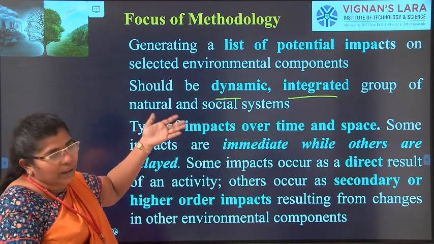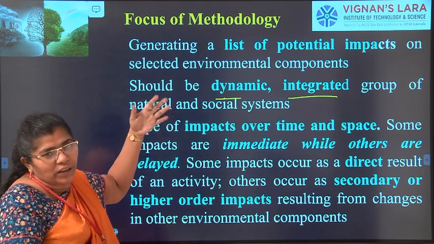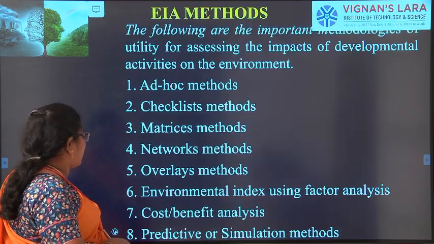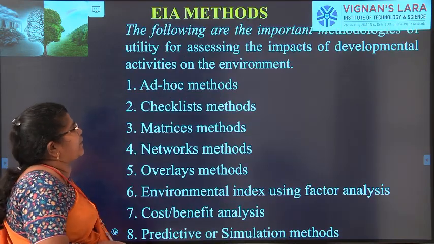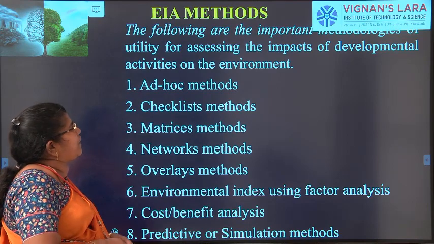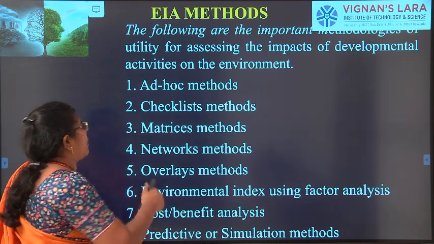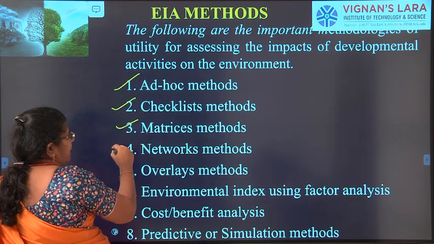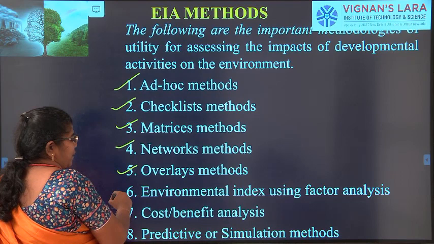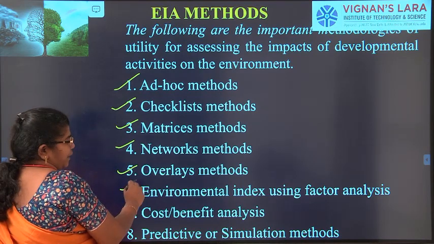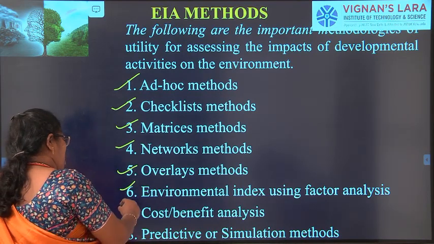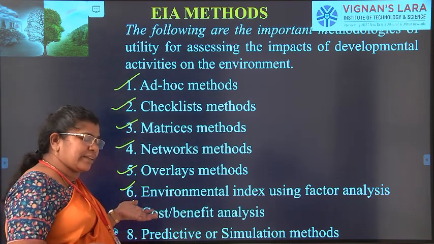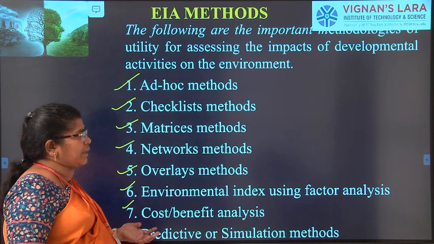It has to involve all the dynamic integrated groups, and it has to be time limited. Budget should be minimum, right? So these are the different EIA methods that are adopted. First one is the ad hoc method, checklist, matrix method, network method, overlay method, environmental index using factor analysis, cost benefit, and predictive or simulation method. So it has both the theoretical methods as well as the analytical methods.